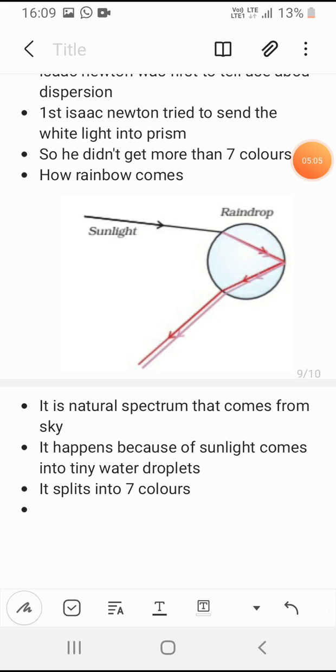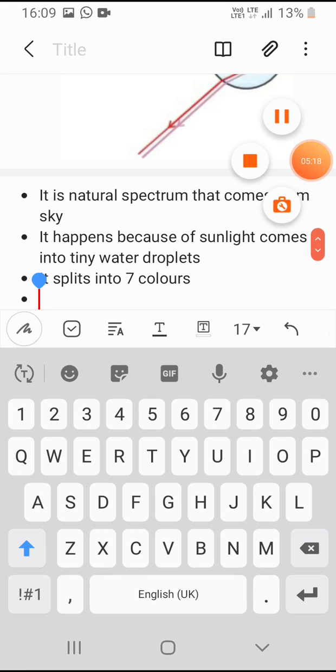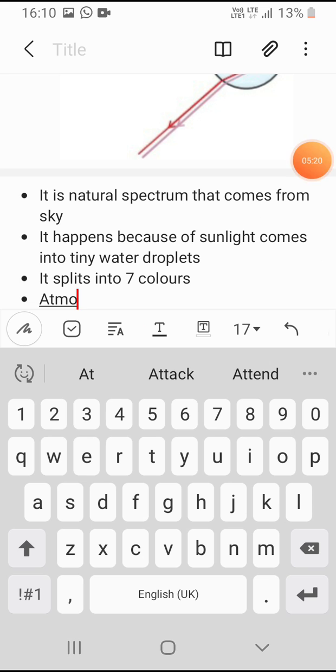See this image they have given in your textbook. Here the sunlight comes and goes into the water droplet, and there it divides into 7 colors, like the dispersion of light in a prism. Next is atmospheric refraction.